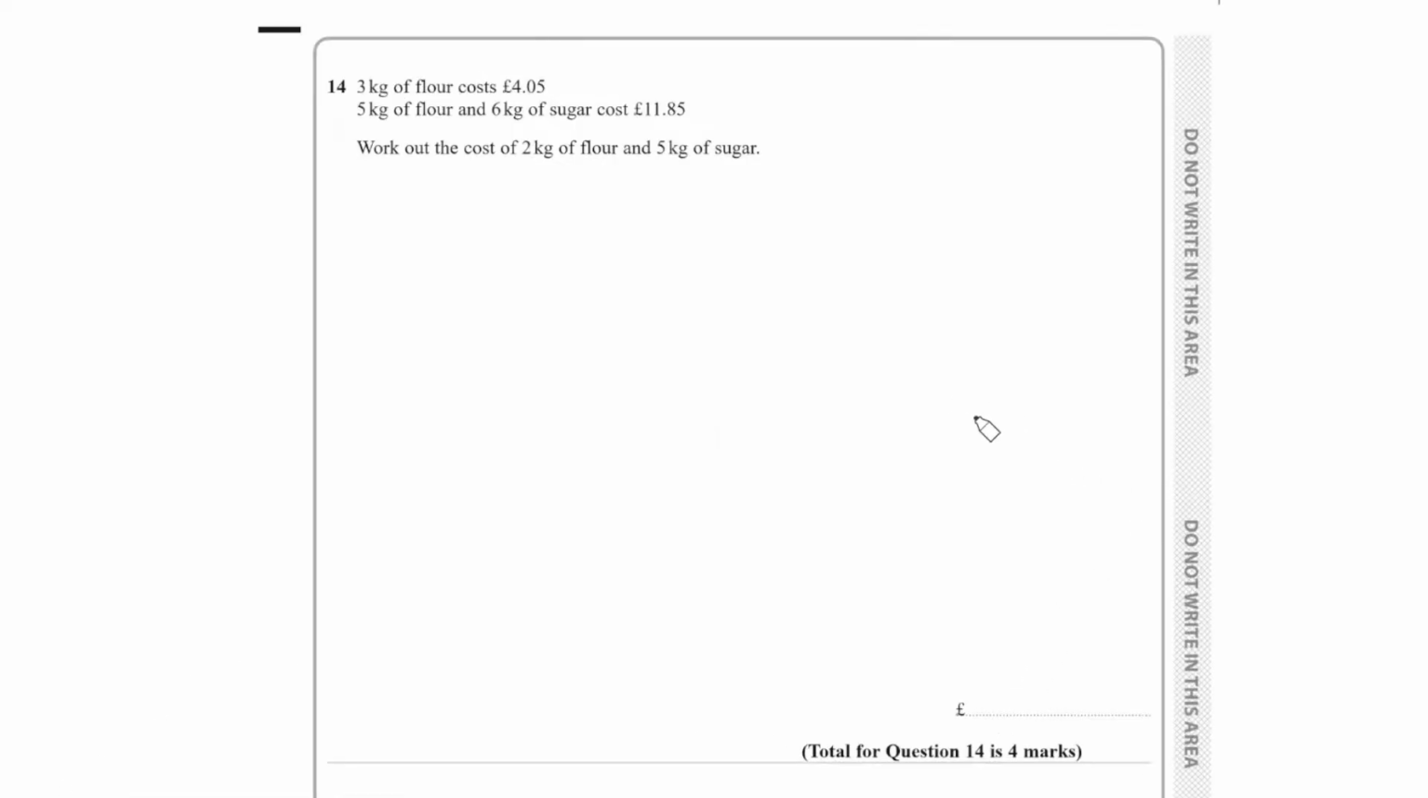Question 14. 3 kilos of flour costs £4.05. 5 kilos of flour and 6 kilos of sugar costs £11.85. Work out the cost of 2 kilos of flour and 5 kilos of sugar.